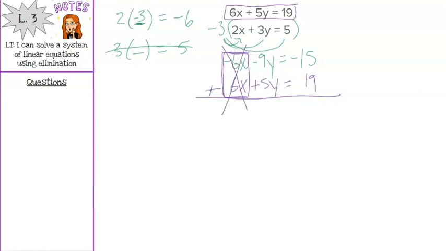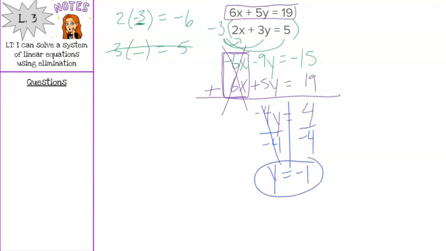Negative 9y plus 5y is negative 4y. And negative 15 plus 19 is positive 4. And then the last step is going to be dividing by that negative 4 on both sides to get y by itself. So we do 4 divided by negative 4, and we get negative 1. So I know in my coordinate point, my y value is negative 1.